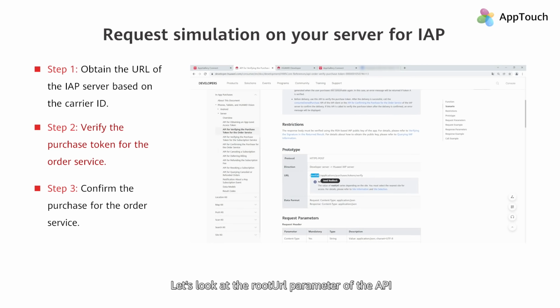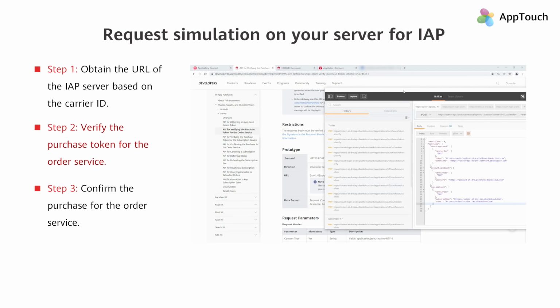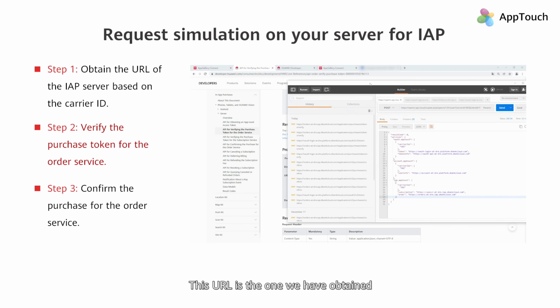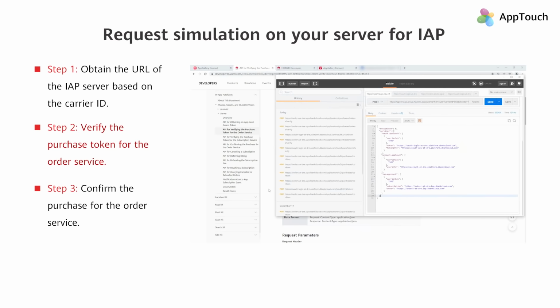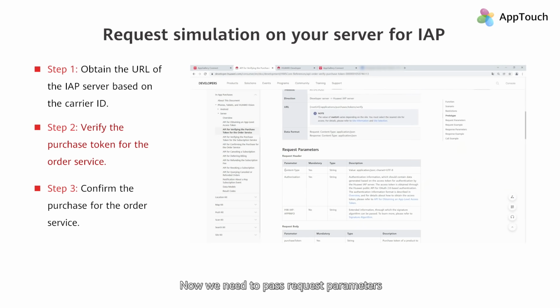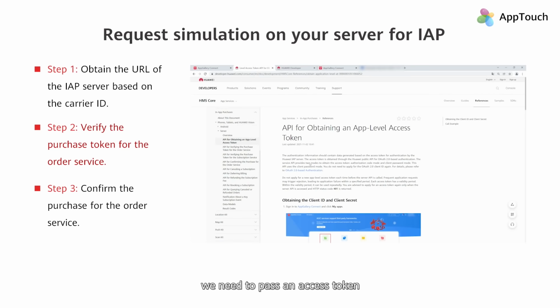Let's look at the root URL parameter of the API. This URL is the one we have obtained from the order service from the OpenRS server. Since we are interacting with an Italian carrier, the site is Germany. Now we need to pass request parameters. In the request header, two parameters are required. For the authorization parameter, we need to pass an access token.